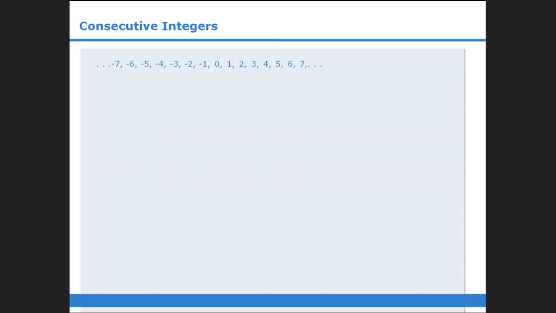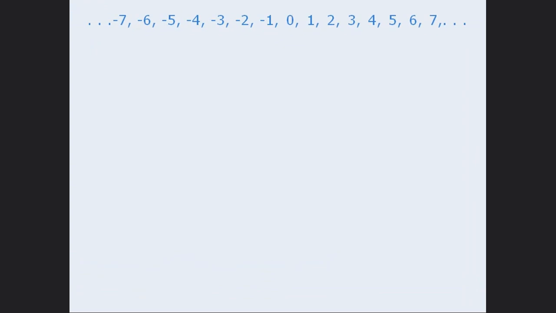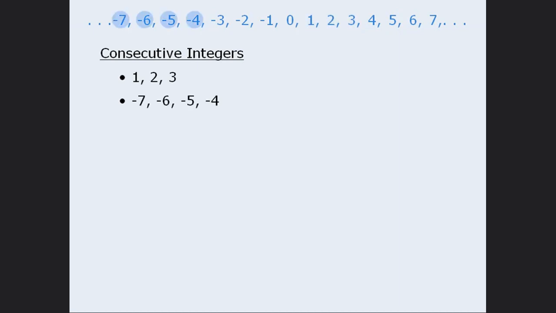In this lesson, we will examine some properties of consecutive integers. Now, consecutive integers can be thought of as any successive string of values from the list shown here. So, some examples of consecutive integers include 1, 2, and 3, -7, -6, -5, and -4, as well as 3 and 4.